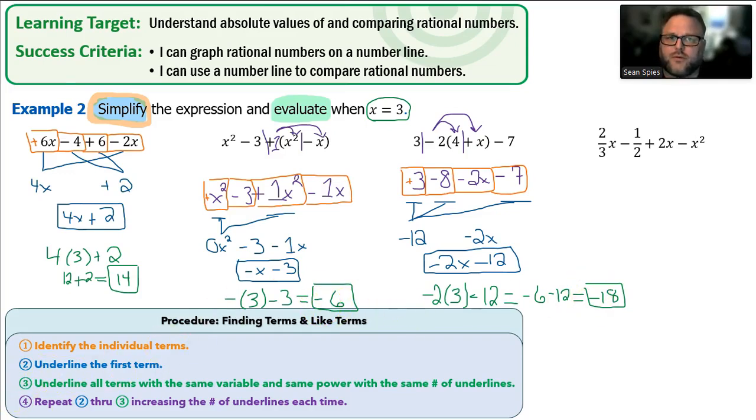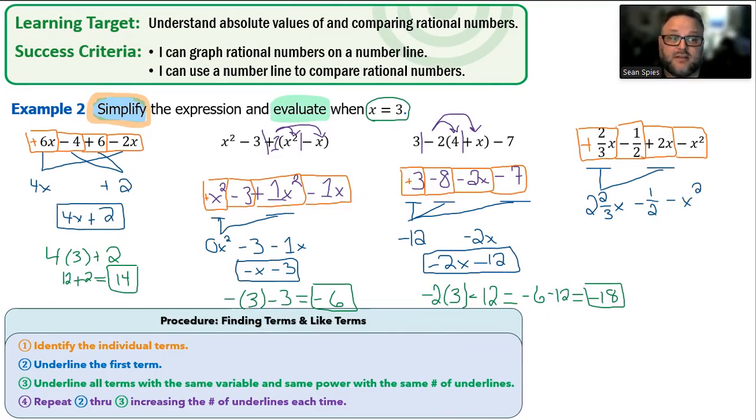Let's work on the fourth one. So I've identified my terms by boxing them in orange, including adding the positive at the beginning so I don't lose track of it. Now I've combined my only like terms, 2/3 x and 2x. At this point, I just brought down what I haven't been able to combine yet because it's not like terms. And I notice my x squared is actually listed last.